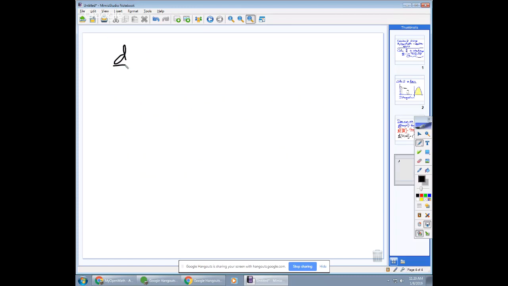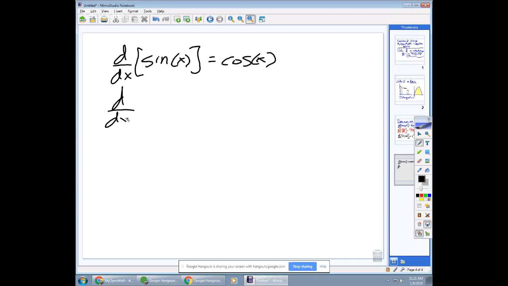Other ones, derivative of the sine. It's just cosine. Derivative of the cosine, negative sine.